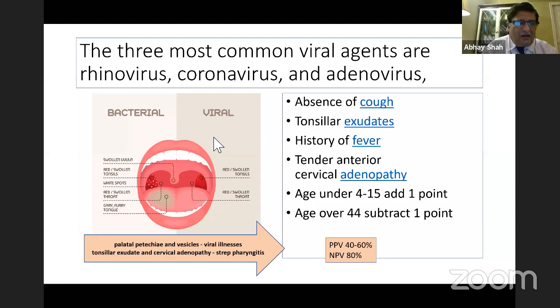So this is a classical picture which raises the question of bacterial versus viral infection. If there is absence of cough, absence of tonsillar exudate, history of fever, anterior cervical lymphadenopathy, and age between 4 to 15 years, it has a positive predictive value for bacterial infection in the tune of 40 to 60%. As against that, if erythema and vesicles are there, they are highly suggestive of a viral infection. Looking at the pain, that is odynophagia, difficulty in swallowing, erythematous base, and the ulcer, most likely clinically we are looking at a case of herpangina.